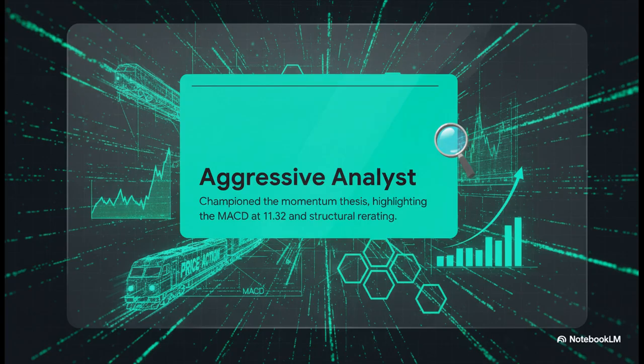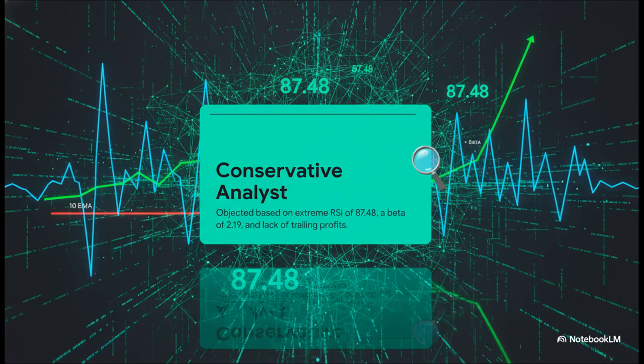To the aggressive view, this is evidence of a structural re-rating, and you just do not step in front of a freight train. But then the conservative analyst steps in with rigid valuation objections. This agent cited the extreme RSI of 87.48 and an expanded beta of 2.19, warning that the stock was stretched dangerously far above the fast 10 EMA. They objected rigidly because fundamental recovery remains totally unvalidated by trailing profitability. Their core argument: we are in a high volatility regime that is extremely vulnerable to a sharp, violent mean reversion.